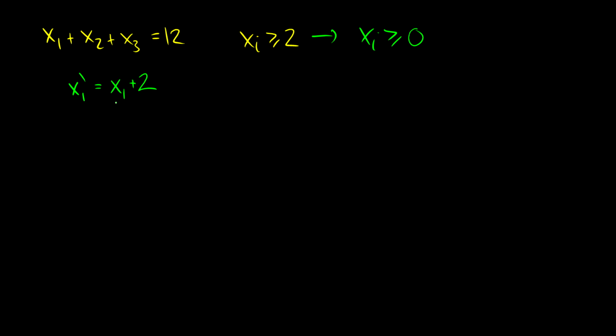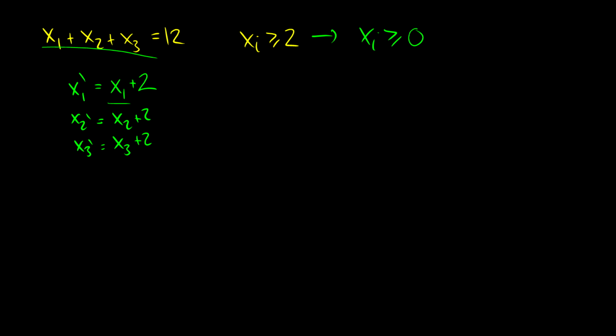So this x1 can be 0 or greater, and it's going to have at least 2 in x1 prime, because we're adding 2 to the bin. We can do this with x2 prime, so this will be x2 plus 2, and x3 prime will be x3 plus 2. So we could rewrite this equation here.